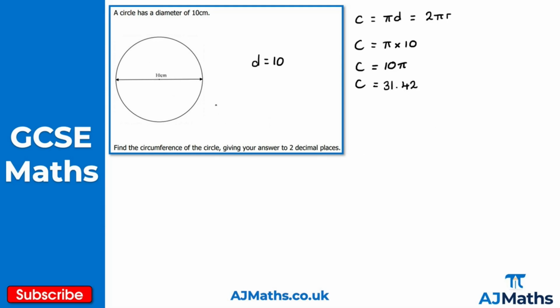And just be careful here with the units. So we're working in centimeters. So we don't square for the circumference here. This isn't an area. This is just the total length. So it's going to be 31.42 centimeters. It's just the same units that we're working in here. Okay. And there we have it. So that's the solution there to question 2.